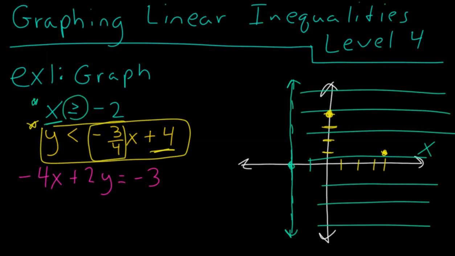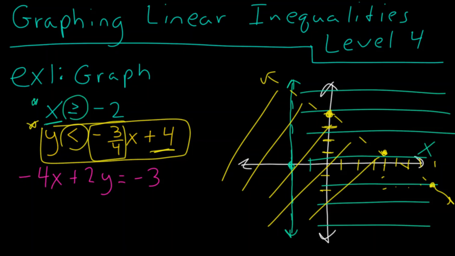We could do this again. We could count down 1, 2, 3, and to the right 1, 2, 3, 4. It'll be somewhere there. We can add our tick marks in after the fact. And then from here, because it's the less than symbol, we know that we're going to have our dashed line, and we are going to shade everything below. And we can start to see where these two colors are overlapping.